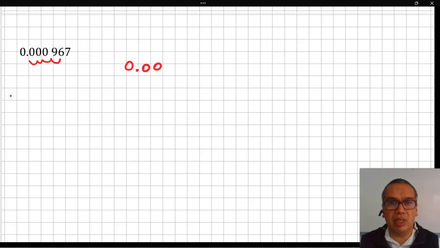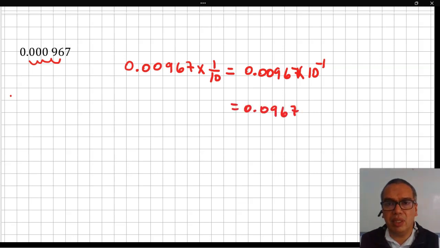So this number is equal to 0.00967 times 1/10, or what is the same, 0.00967 times 10 to the negative 1. By that same logic, the number is equal to 0.0967 times 10 to the negative 2. So, for each space that you move the decimal point to the right, you are decreasing the exponent of 10 more and more into the negative numbers.